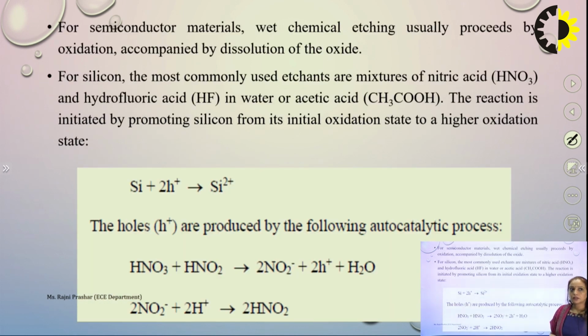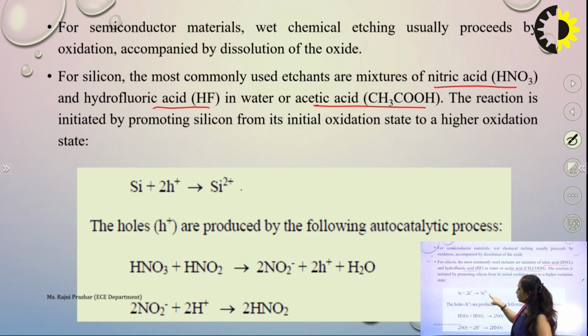So for semiconductor materials, some of the chemical reactions will take place during the etching process that we are going to cover in these two slides. For silicon, the most commonly used etching solution is nitric acid HNO3 and hydrofluoric acid HF in water or acetic acid CH3COOH. The reaction is initiated by promoting the silicon from its initial state to a higher oxidation state. So your first step is that silicon will be reacted with the hydrogen ions.